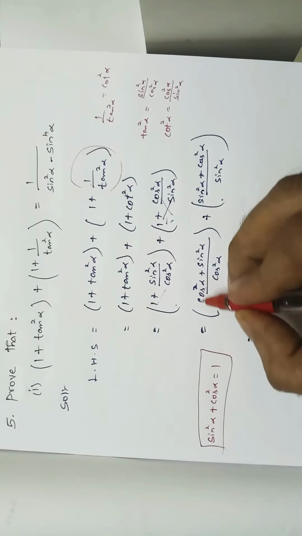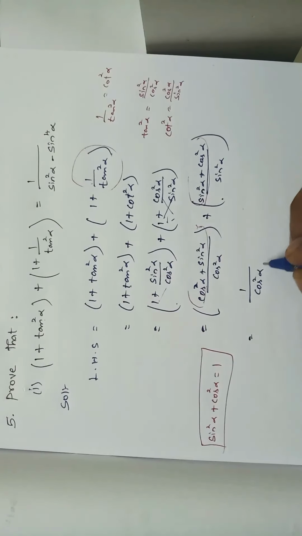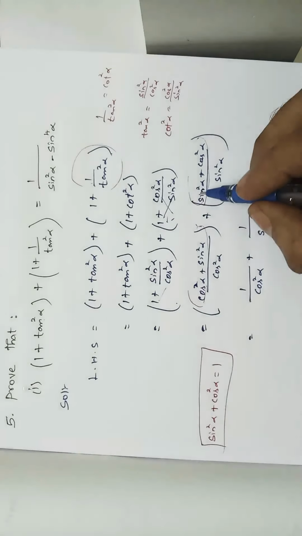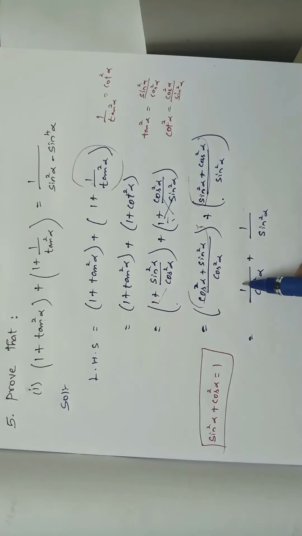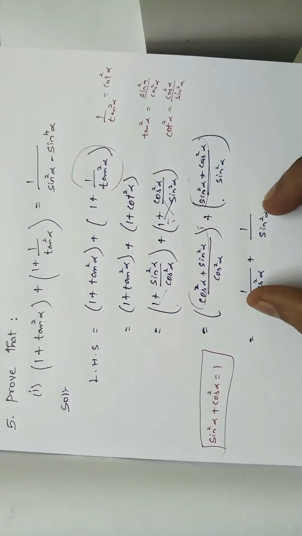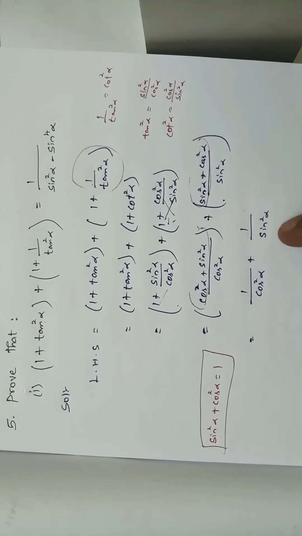Here also the sin square alpha plus cos square alpha, so instead of that I am going to substitute 1. So 1 by cos square alpha plus 1 by sin square alpha. Here sin square alpha plus cos square alpha is nothing but 1, and here cos square alpha plus sin square alpha is nothing but 1. So once again, we have simplified it in terms of 1 by cos square alpha plus 1 by sin square alpha.